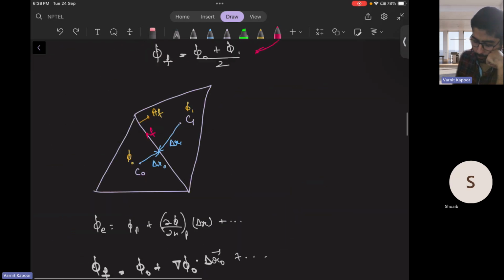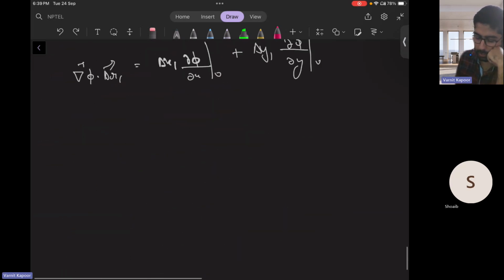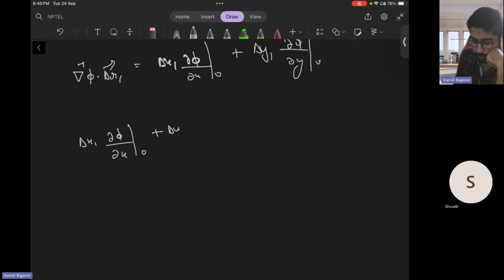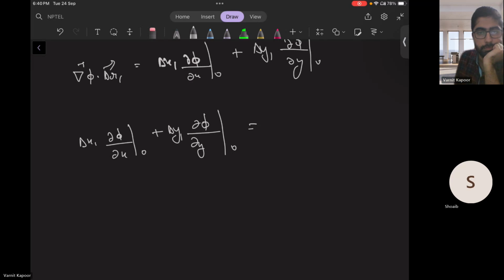Now my question is, how will I write the second term? Delta x1 dou phi by dou x naught plus delta y1 dou phi by dou y naught equal to what? Phi 1 minus phi naught.